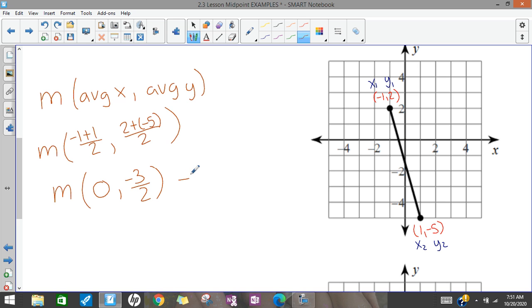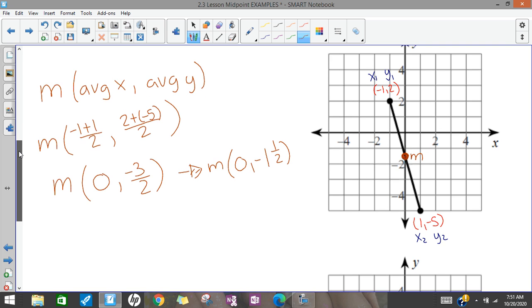-3 over 2, you could write this another way. You could call it -1 and 1/2. So (0, -1 and a half) is right there. That's my midpoint. It should look like it's right in the middle of those two points.